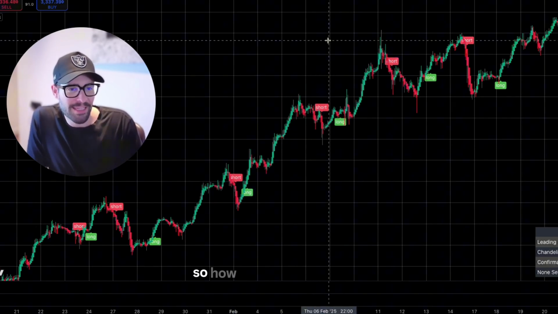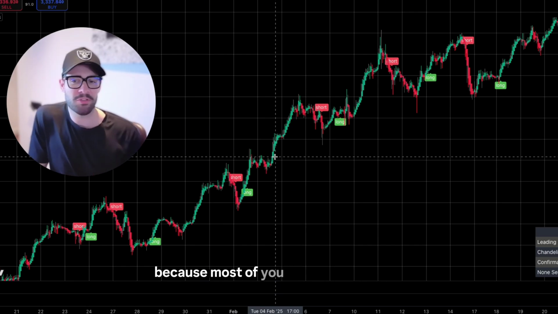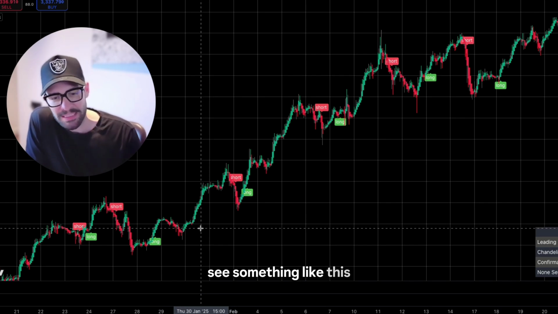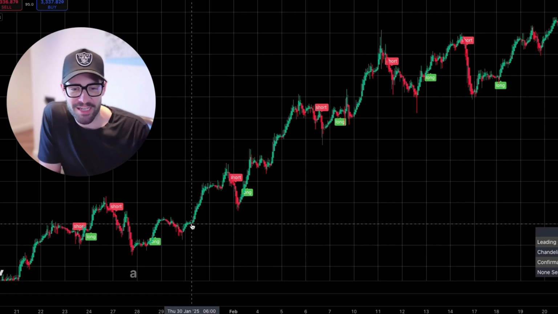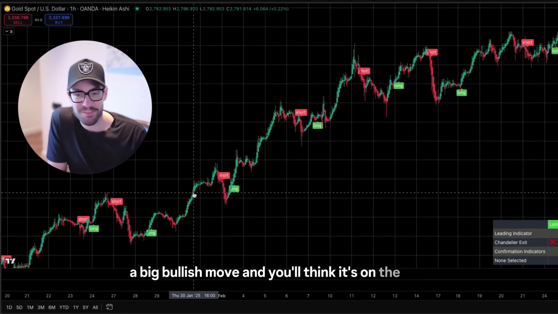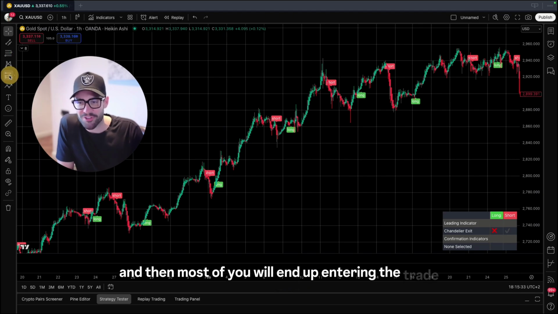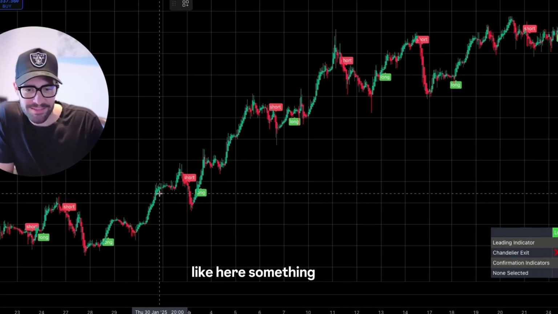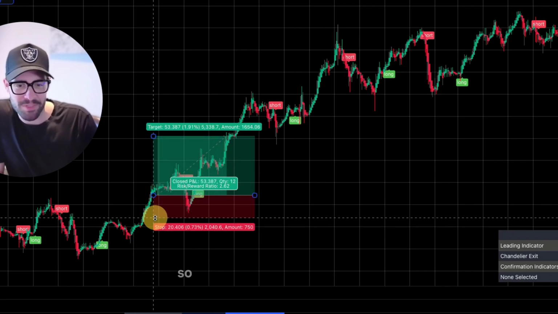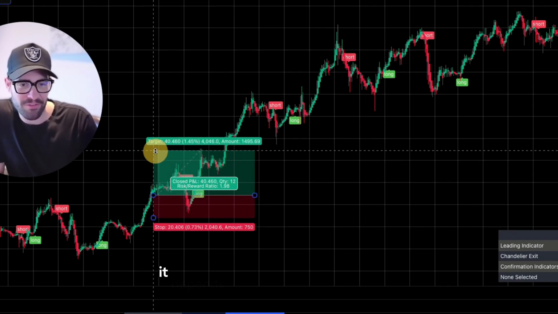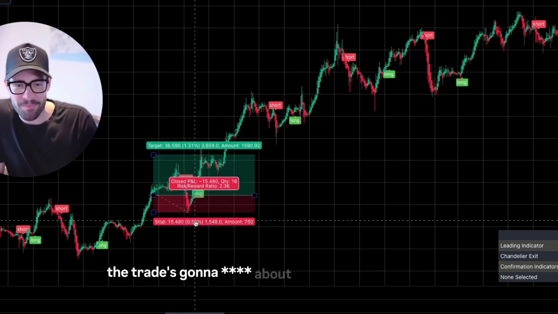So how do we actually know where to enter this thing? Because most of you at home are going to see something like this. You'll see a giant volatile spike like this. You'll see a big bullish move and you'll think it's on the way, I'm going to jump in. And then most of you will end up entering the trade like here, while it's in its big rally. You set your stop here or whatever, depending how big you want the trade. And what's going to happen is the trade reverses, and you're going to get stopped out.